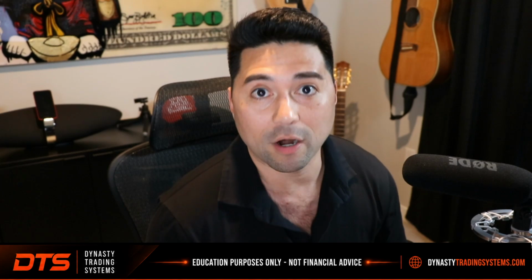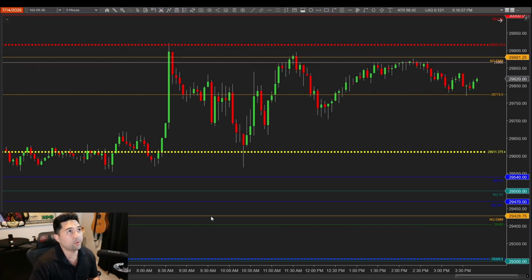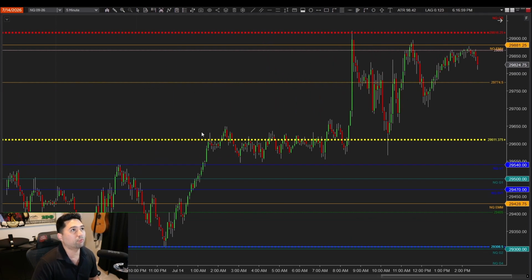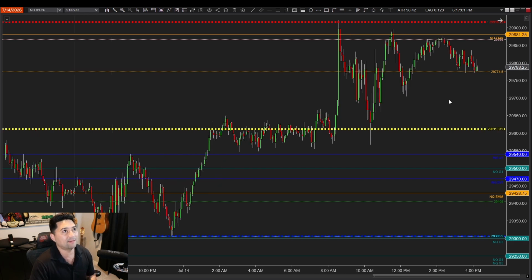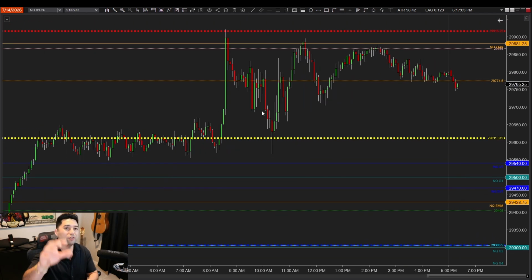So let's jump right into the charts. Okay, so this is what we were looking at here pre-market. And so pre-market, obviously we had CPI today. That's what created the spike. So the big question we had for our group was, are we going to be accepting this CPI spike, or are we going to be rejecting this CPI spike?